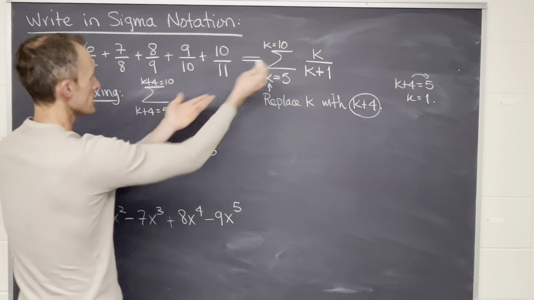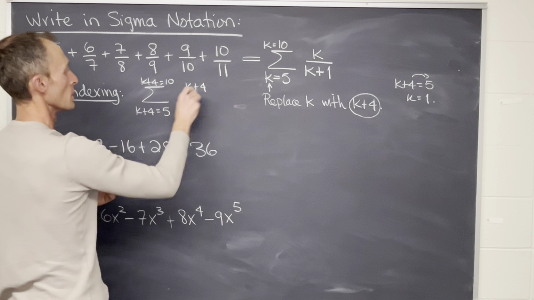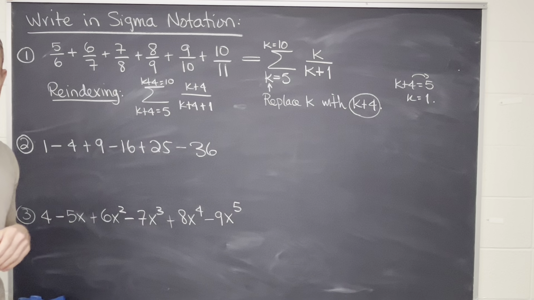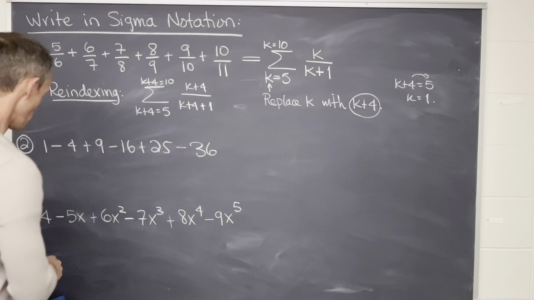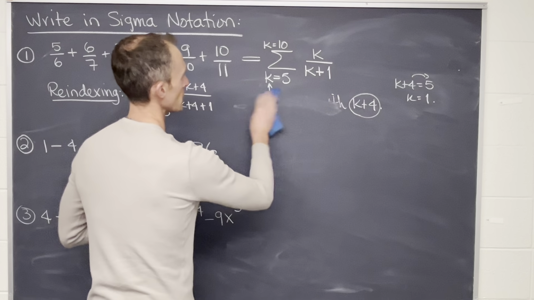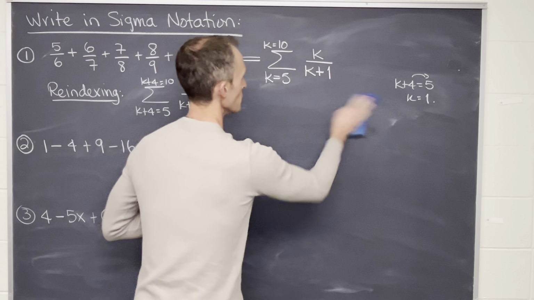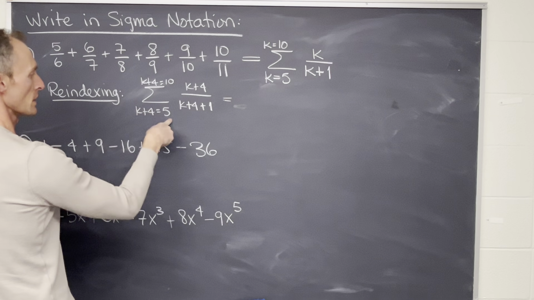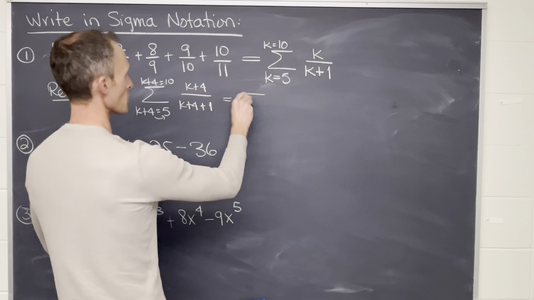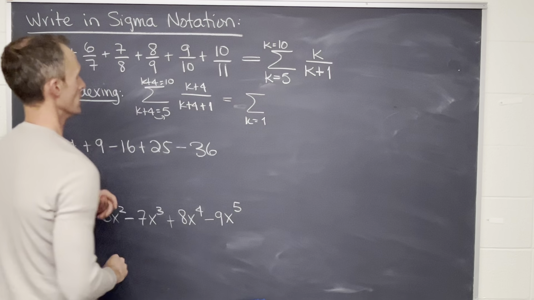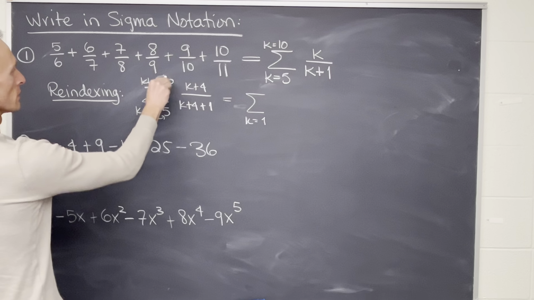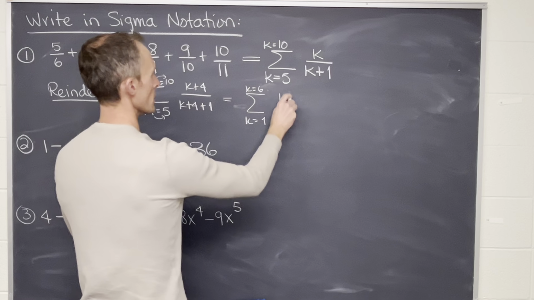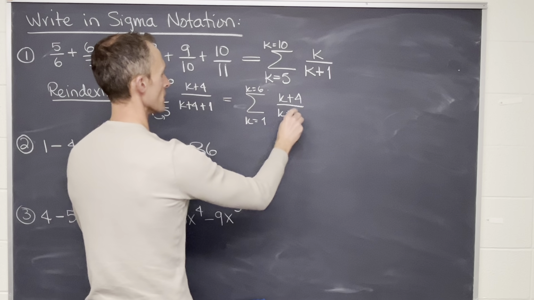And then I have to replace these k's as well, so that's going to be k plus 4 over k plus 4 plus 1. And then we just do the arithmetic and figure out what's actually going to happen. So I'm going to erase this real quick so I have some room. So do the arithmetic. K plus 4 equals 5, move the 4 over to get k equals 1. K plus 4 equals 10, move the 4 over to get k equals 6. And then this is k plus 4 over k plus 5.